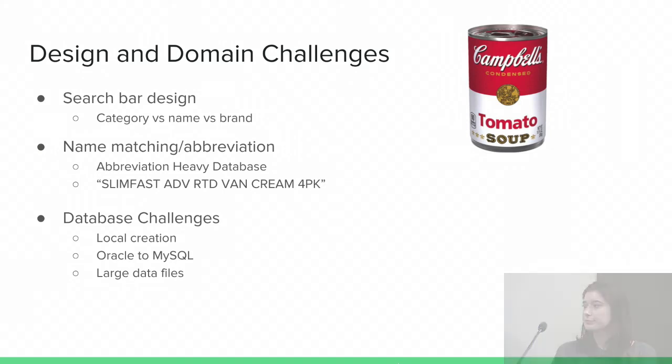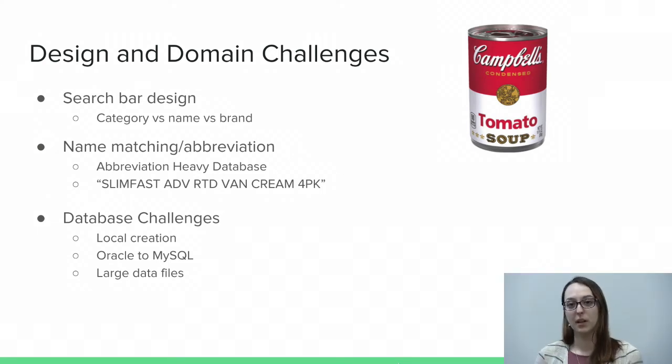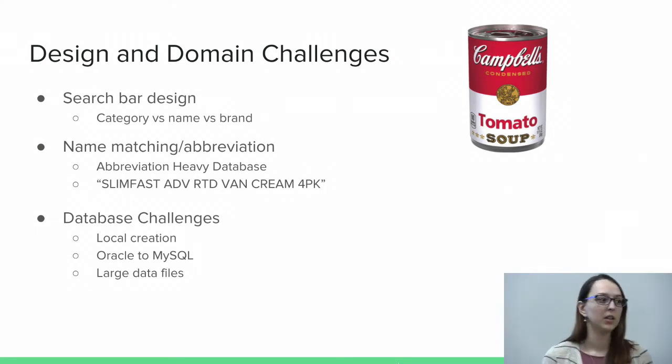Because of our domain, there are a couple of specific challenges that we really had to consider, and will have to continue to consider for the rest of our iterations. Firstly is the search bar design itself. It seems intuitive at first, it's a search bar, it should be easy, right? But the problem is there are categories, names, and brands. Category, for example, with Campbell's would be just canned soup. Name is tomato soup, and brand is Campbell's. Sometimes users are searching for a specific brand, sometimes for a name, and it's not always naturally intuitive what category that input belongs to.